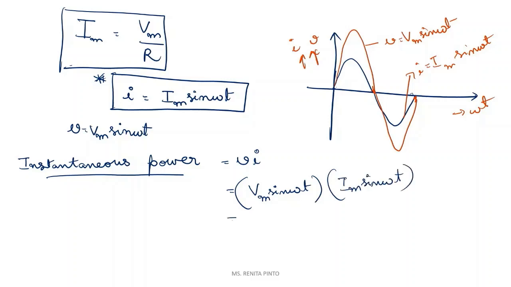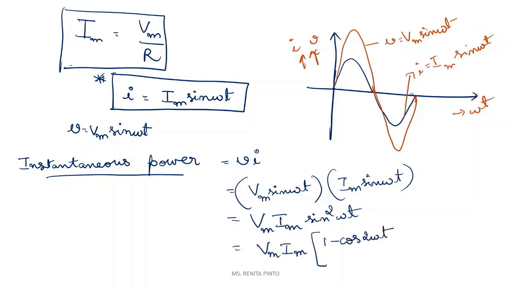Now Vm and Im are constants. Vm into Im. Sine omega t into sine omega t can be written as sine square omega t. Now Vm into Im into sine square omega t can also be written as (1 minus cos 2 omega t) by 2. That means now we have got two terms. One is Vm into Im by 2 minus Vm Im into cos 2 omega t by 2.